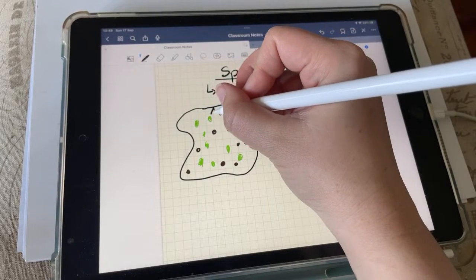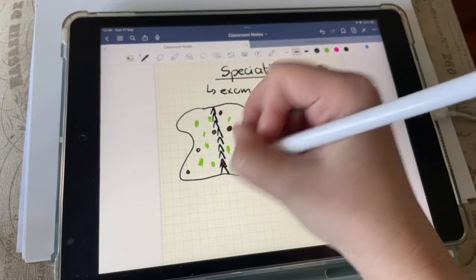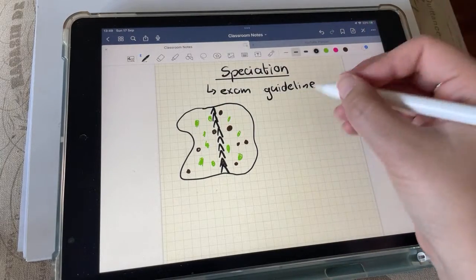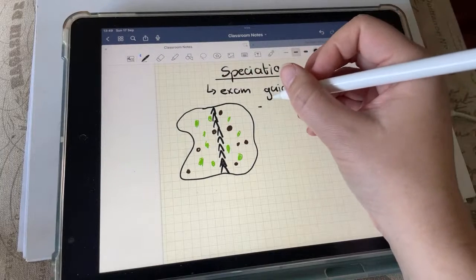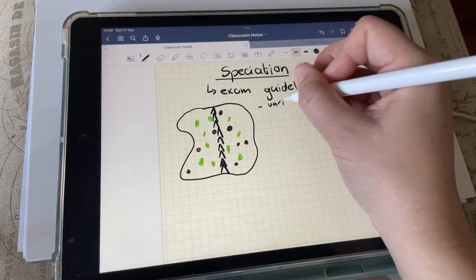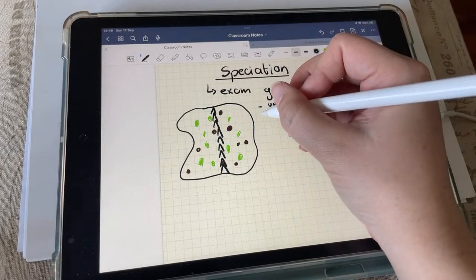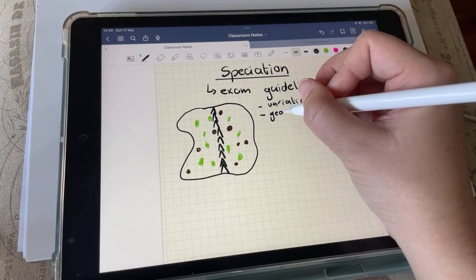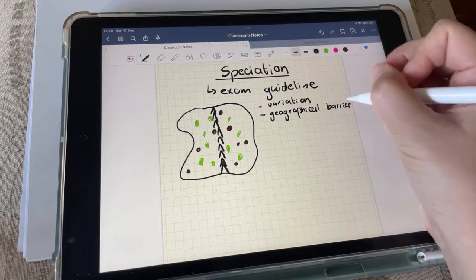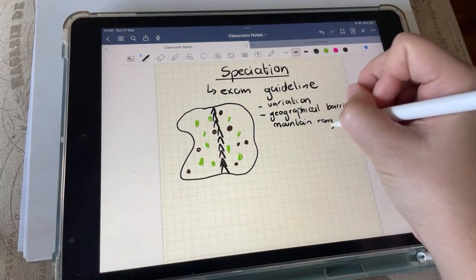So here is my little area of land, and let's say a mountain range forms here, right? So this is my mountain range. There it comes, dividing the population into two. Now we are going to explain speciation, and we're going to mention that there is, again, variation in a population. In this case, we've got brown lizards and green lizards. We are going to mention that there is a geographical barrier. If they tell you the barrier, please use it in your example. Here it's a mountain range.